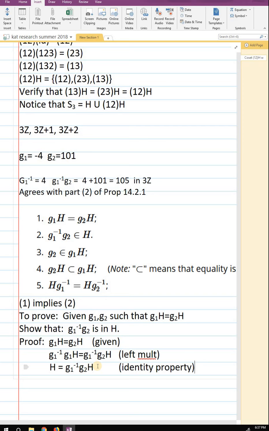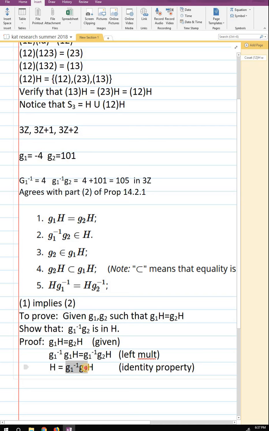Well, you know that G1 and G2 are in H, right? No, you do not. You do not know they're in H. You only know this. In fact, in general, they're not in H. Oh, right. So think about what this actually means. This is a statement of equality between two sets. This set is the entire subgroup H. This set is G1 inverse G2.